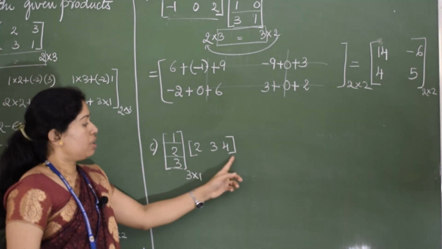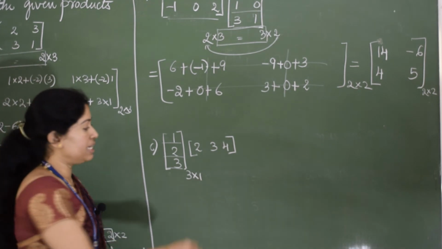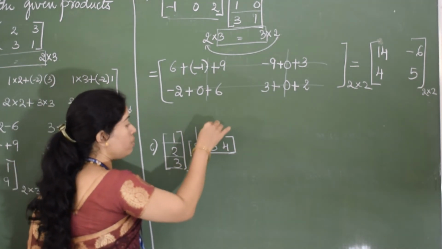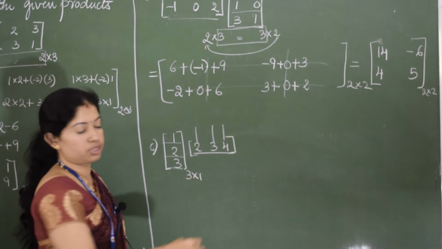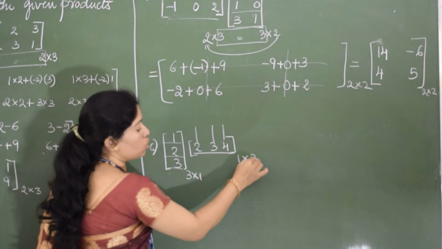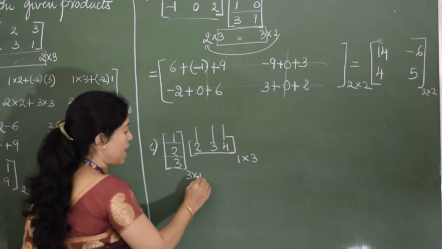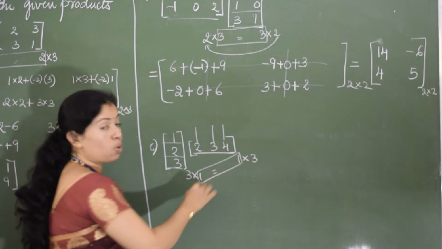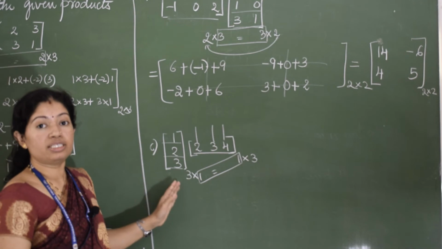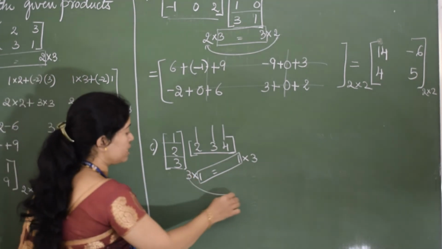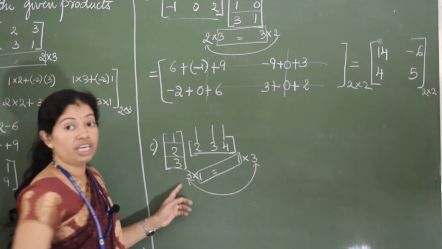Second one. What is the order of second matrix? It is having only 1 row and how many columns are there? 3 columns. So it is of order 1 cross 3. And what is the condition? These two middle numbers should be same and we have that. So product exists. What is the order of the product? It is the two extreme numbers. It is 3 cross 3.